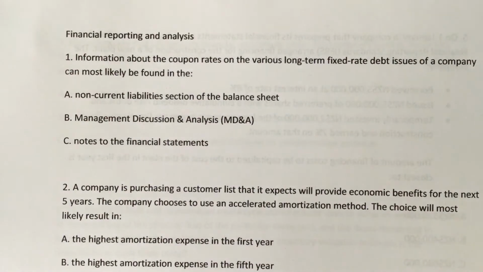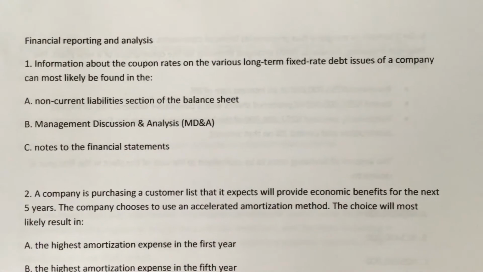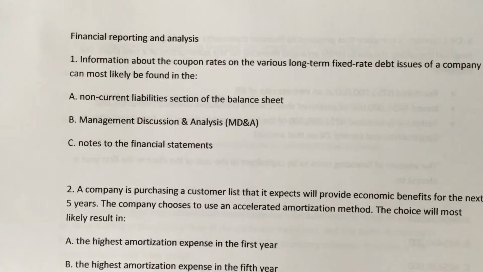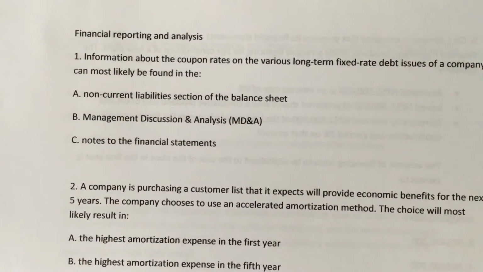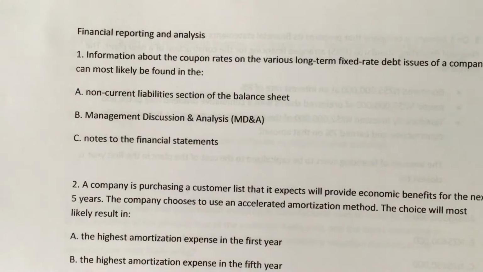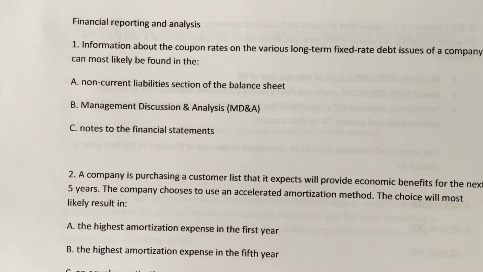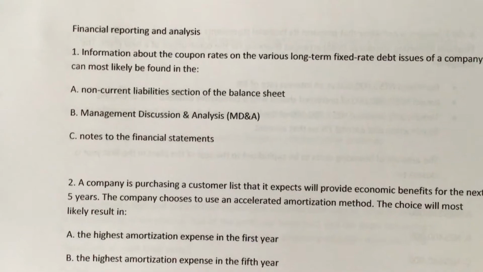Question 1. Information about the coupon rates on the various long-term fixed-rate debt issues of a company can most likely be found in the A. Non-current liabilities section of the balance sheet, B. Management discussion and analysis, C. Notes to the financial statements.